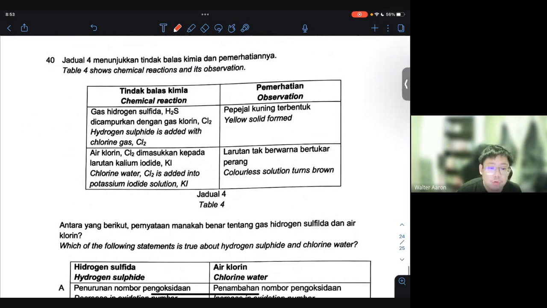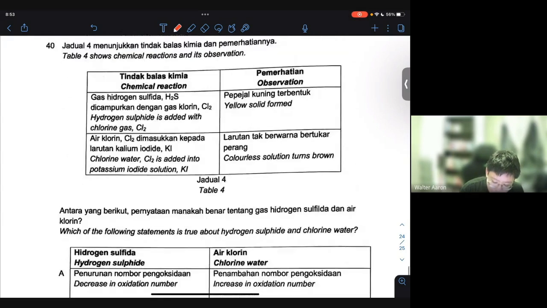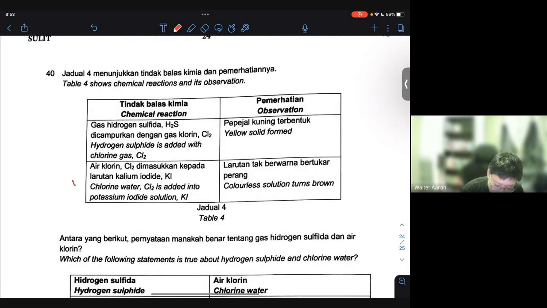And last question, number 40, table 4 shows the chemical reactions and its observations. The first one, hydrogen sulfide is added with chlorine gas and then yellow solid is formed. Chlorine water is added to potassium iodide solution and you get a colorless solution turns brown. Which of the following statements is true about hydrogen sulfide and chlorine water? Very obviously it turns brown because of iodine. Why? Because chlorine is more reactive than iodine, so it's able to displace iodine out from its solution.